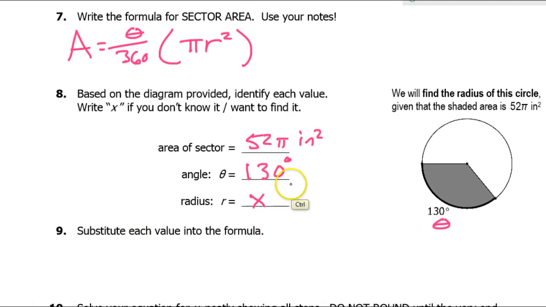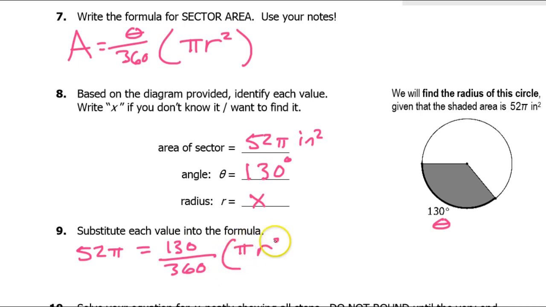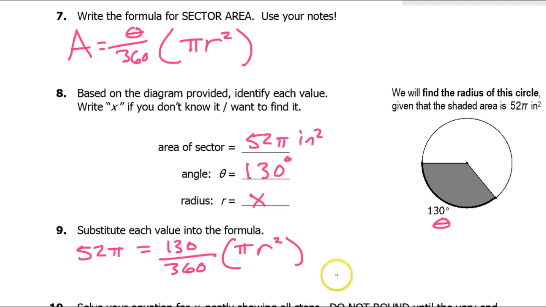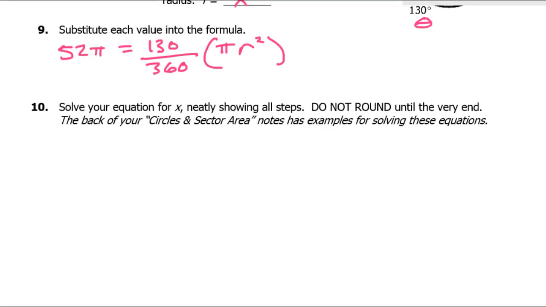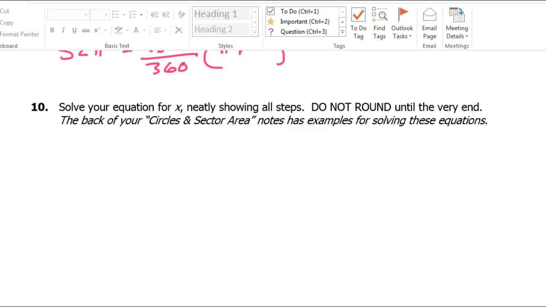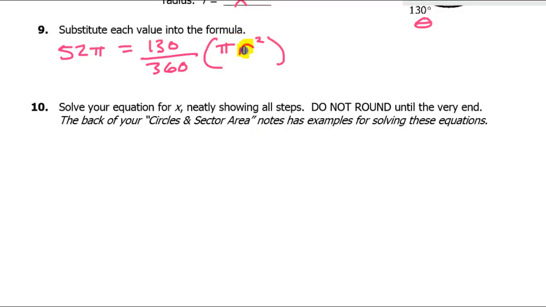So if we substitute what we know into the formula, the 52 pi, that's the area. So that goes first. Theta is 130, so we have 130 out of 360. And then we don't know the radius, so I'm just going to leave it like that. So this is what we have so far. So we're looking for r.